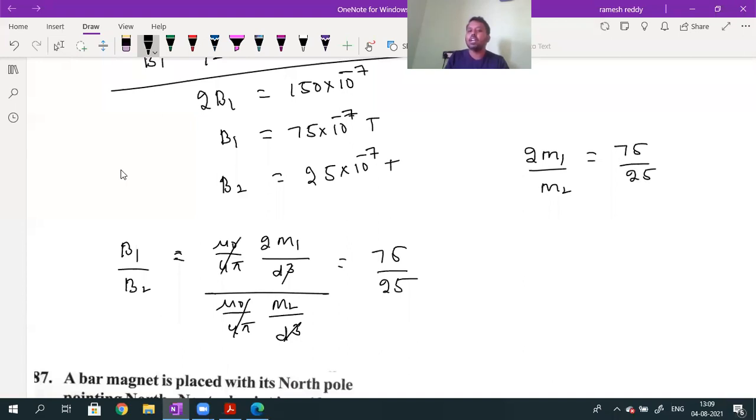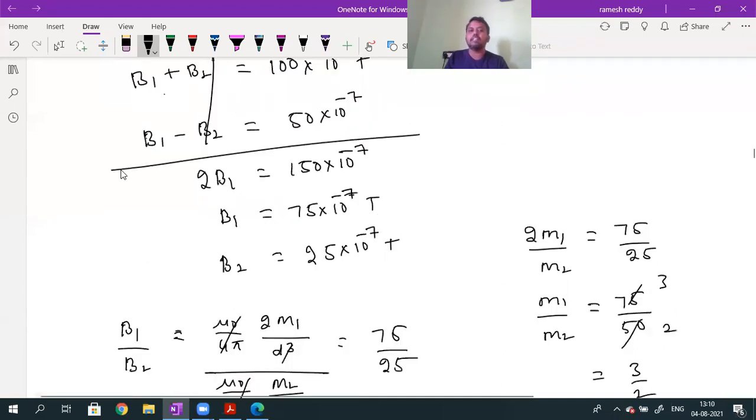Correct? What will I get as the ratio of M1 by M2? The M1 by M2 ratio will be given by 75 divided by 50. 75 divided by 50 means, 25 threes are 75, 25 twos are 50. So what is the ratio I will get? 3 by 2. The ratio obtained is 3 by 2.